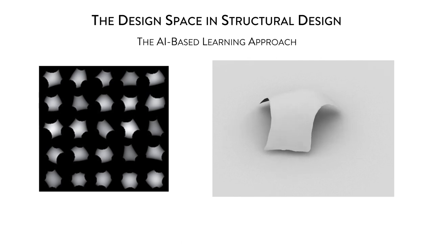To overcome this problem, I'm going to propose a different approach to structural design, which consists in using artificial intelligence and developing a computational model that can learn design variables from a dataset of design precedents. With AI, variables are used by the model to automatically construct a design space, which is expected to include a broader spectrum of solutions.